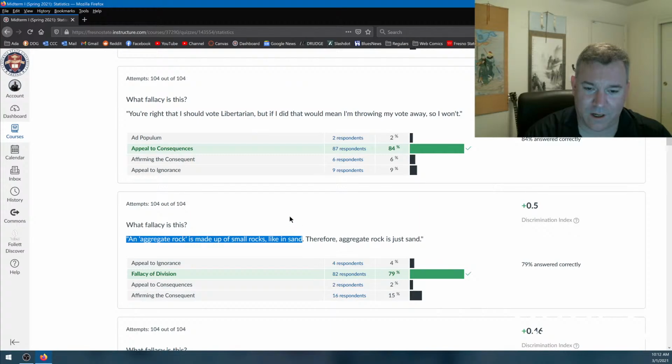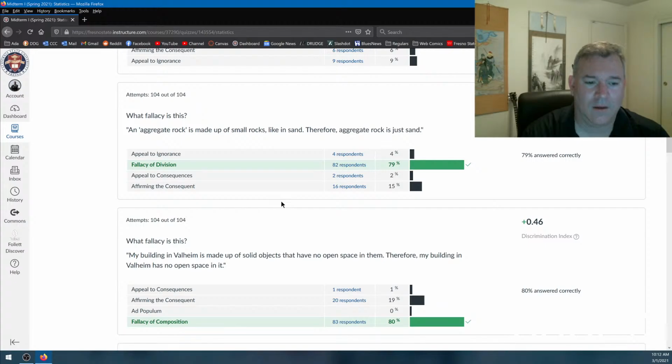So an aggregate rock is made up of small rocks like sand. Technically this could go either way, it's either fallacy of composition or fallacy of division. Which way you're driving the inference is kind of up to you. That's why I didn't put both of them on here. So if an aggregate rock is made up of small rocks like sand, an aggregate rock is just sand. You could argue that's a fallacy of composition, or you could argue that sand is aggregate rock, either way.